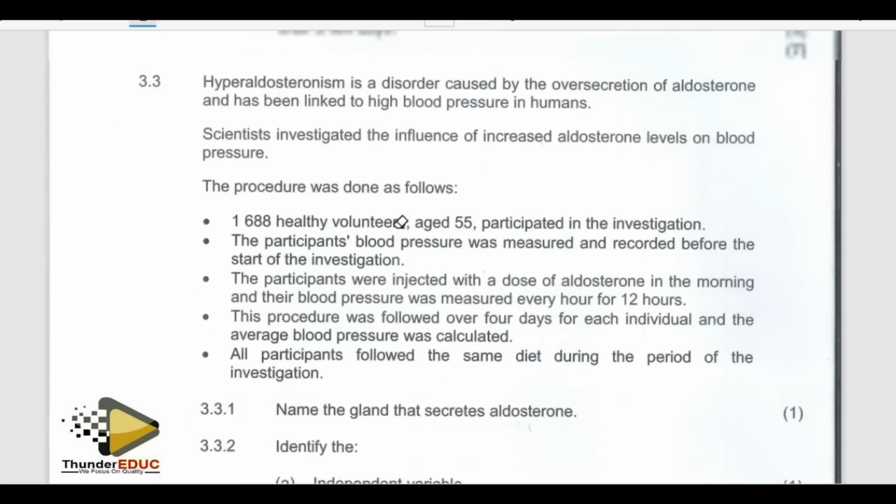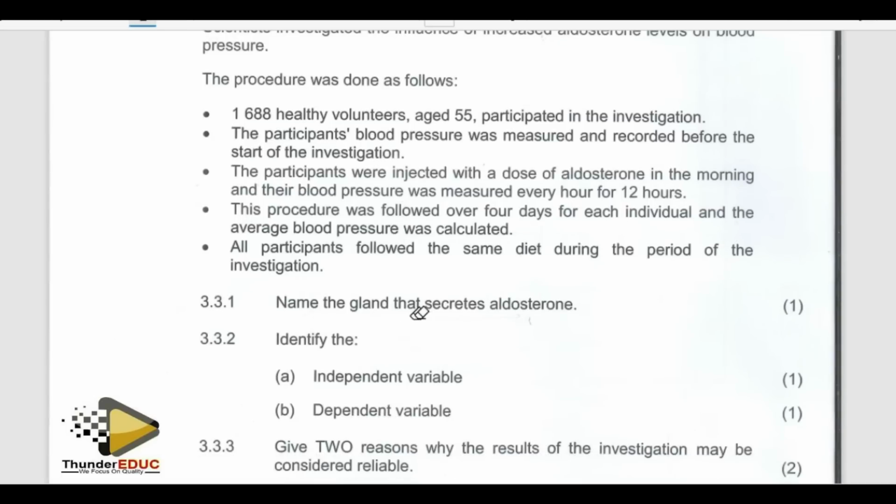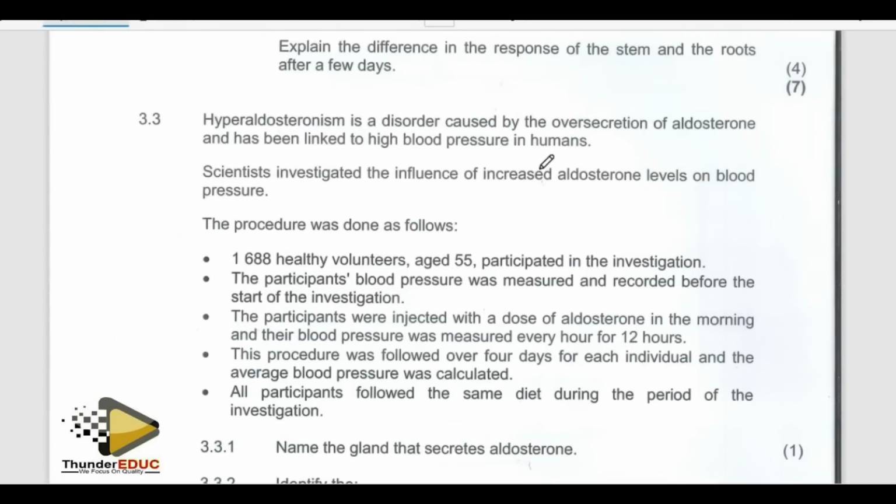All right, let me just say, name the gland that secretes aldosterone. Let's just go straight to the question without having to read here. But what is most important here is this: scientists investigated the influence of decrease in aldosterone level on the blood. So this is the most important thing, and it can help us to know which one is independent and which one is dependent.